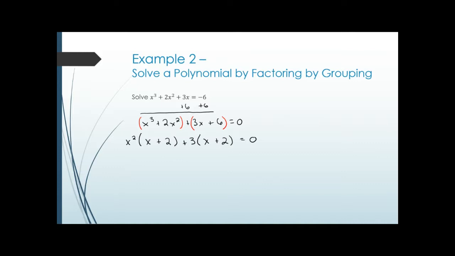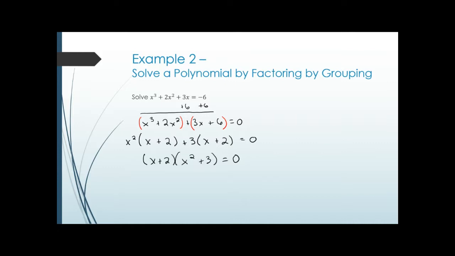So what we essentially do is we factor again. We're factoring out that x plus 2. And then when I remove the x plus 2 from each term, I'm left with what's in front, the x squared plus 3. And then that equals 0.